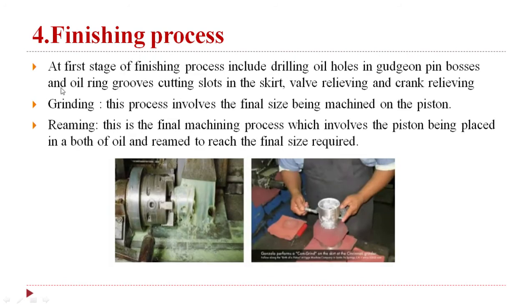Finishing process. The finishing process includes drilling oil holes in gudgeon pin bosses and oil ring grooves, cutting slots in the skirts, wall relieving and crank relieving. Grinding. This process involves the final size being machined on the piston. Reaming. This is the final machining process which involves the piston being placed in a bath of oil and reamed to reach the final size required. At this stage, we finalize the size of the piston, and the final size of the piston is obtained.